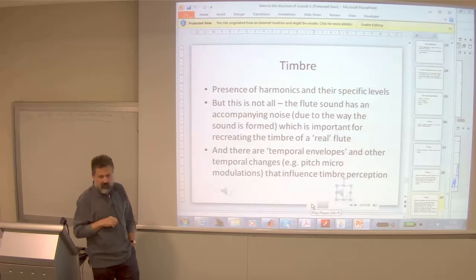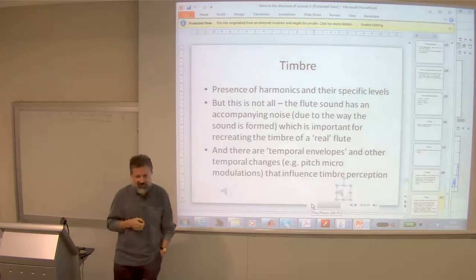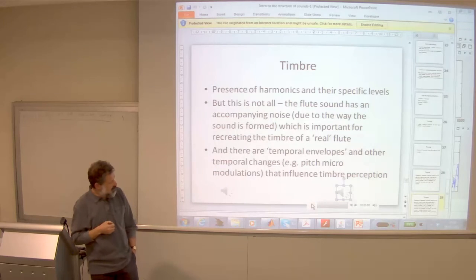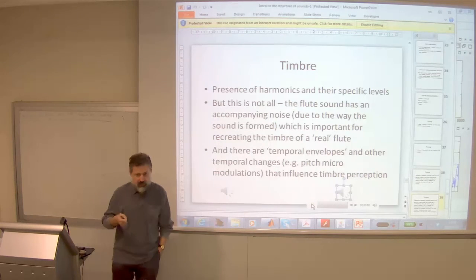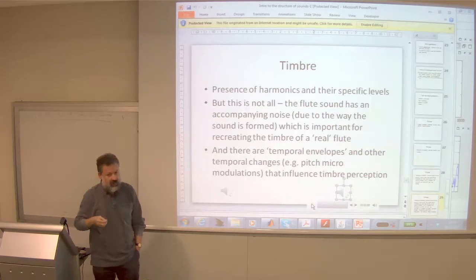Micromodulations that occur at rates of a few tenths per second are again extremely important in creating the timbre of the sound.